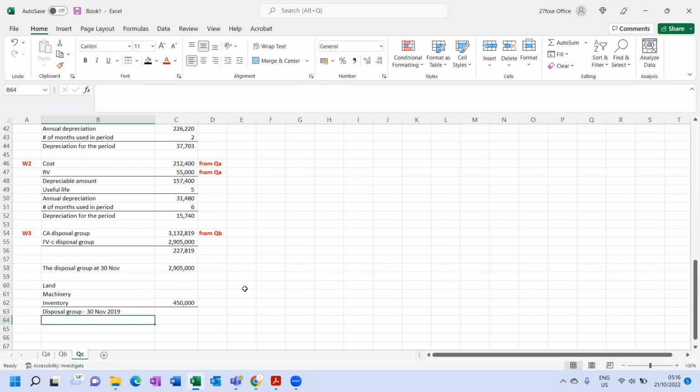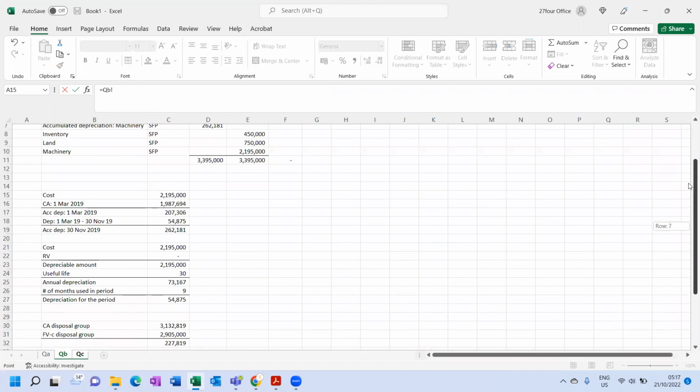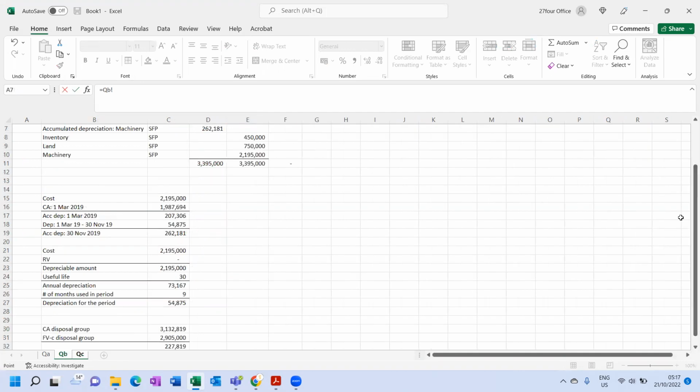Okay. Now for the land, what we should know is as follows. The land is 750. The carrying amount, I'll just go fetch it from Question B. Where was that? The land. Okay, I'll leave that. So the land is 750. Let me actually go fetch it. Equal land. Where is this now? Okay, so it is that.